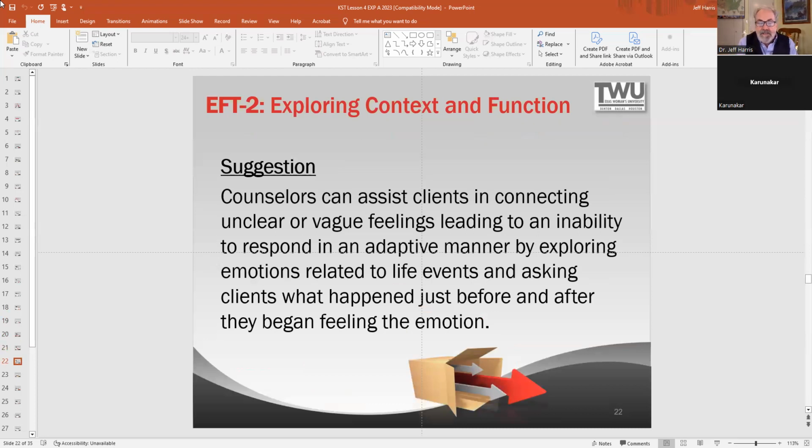So one suggestion for this strategy is that counselors can assist clients in connecting unclear or vague feelings leading to an inability to respond in an adaptive manner by exploring emotions related to life events and asking clients what happened just before and after they began feeling the emotion. So what was it about that situation that made you feel uneasy? What do you think this uneasy feeling is?